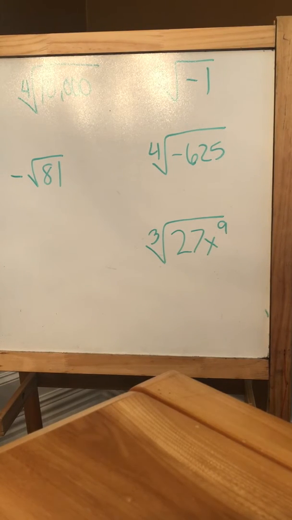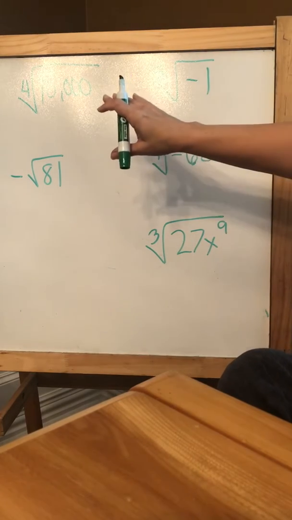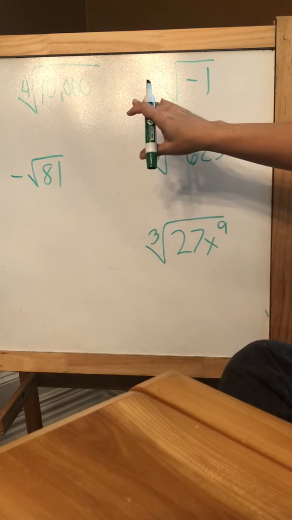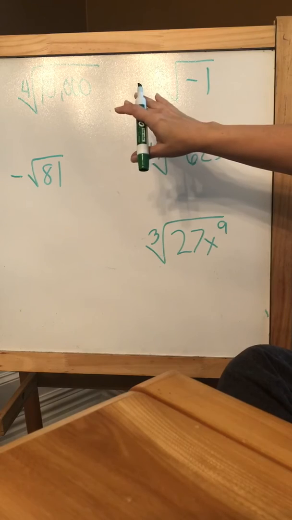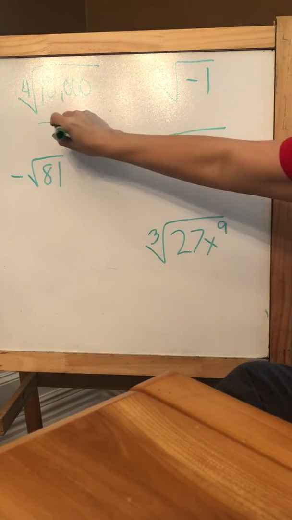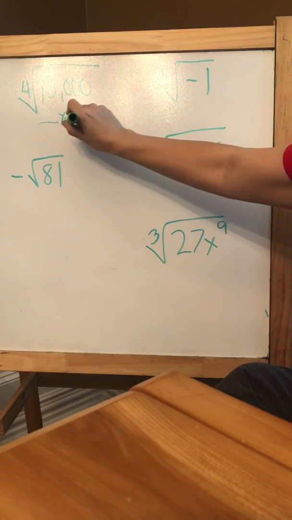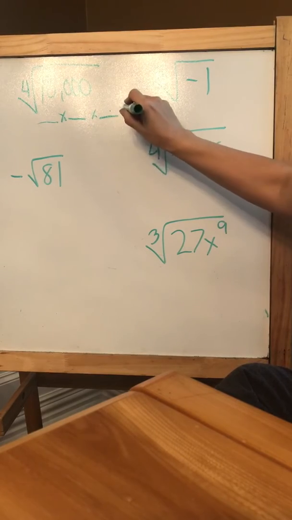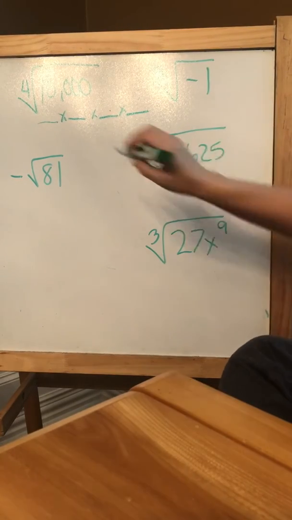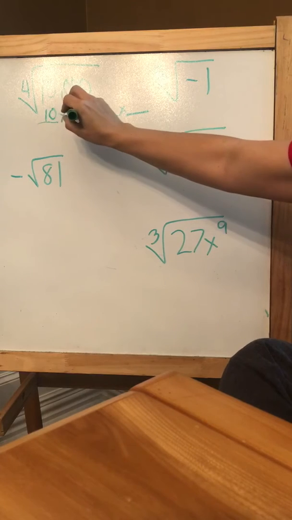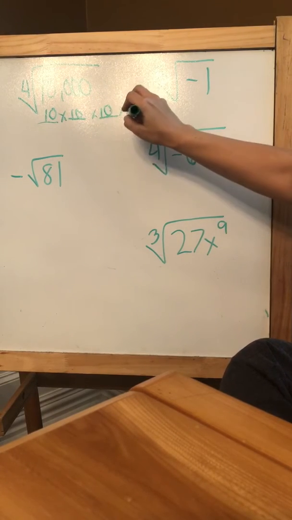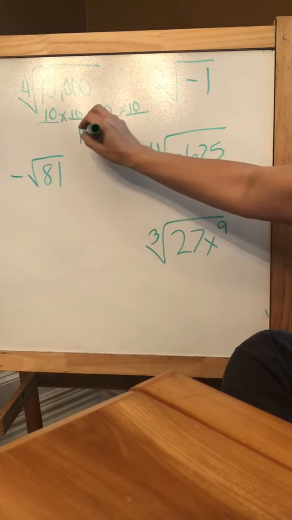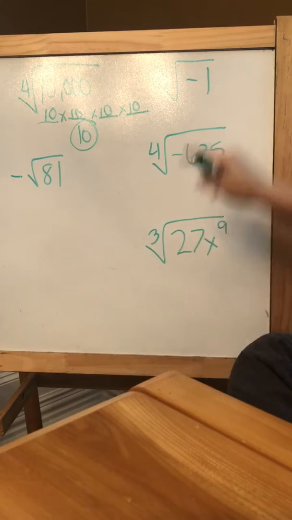Okay, let's look at the first one. We are looking for the fourth root of 10,000. So something times itself, we're going to do this 4 times. Let's try 10. 10 times 10 is 100, times 10 is 1,000, times 10 is 10,000. So your answer there is 10. How about this one here?